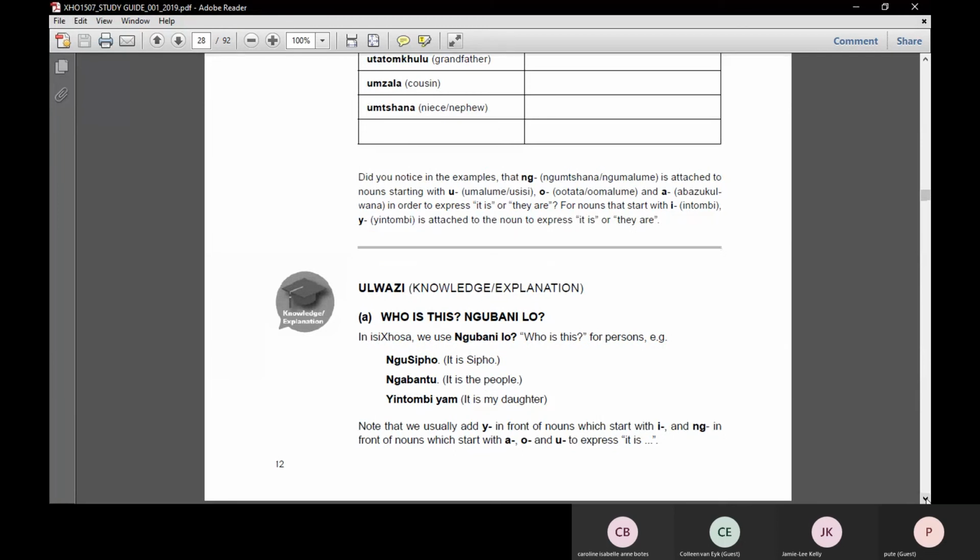So notice in the examples the NG is attached to nouns starting with U. Right? Only the nouns starting with U and O and A have the NG. And then the Y, the yintombi, is attached to the nouns that express it is or they are. So if it's a thing, it's more likely going to have the YA unless it starts with a U, an O, or an A.